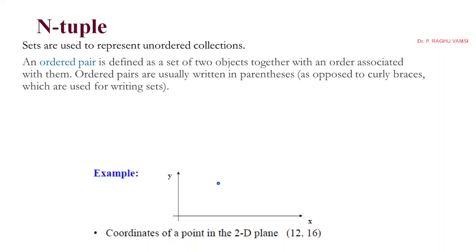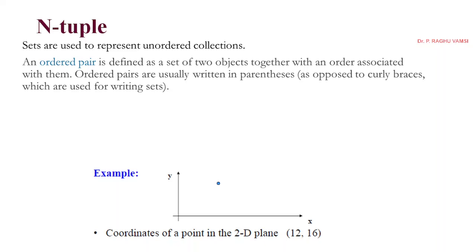Coming to set theory, what we have seen in the previous lecture is every set consists of unique elements, 1, 2, 3, 4 like that. Okay, but why can't it be a combination of 2 or 3 elements? That is what we call a tuple here. If you look at the definition of sets, sets are used to represent unordered collections. An ordered pair, that is n tuple, is an ordered pair.